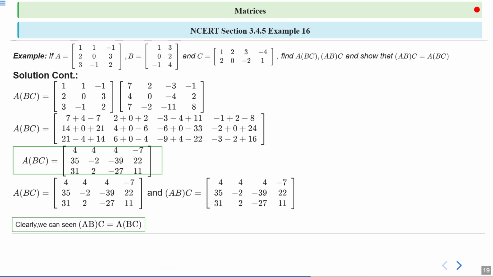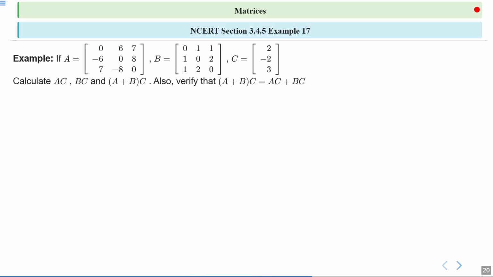Okay. So now we will discuss NCERT section 3.4.5, example 17. We have three matrices A, B, and C. Matrix A is a 3 into 3 matrix with elements arranged as follows. First row of matrix A: 0, 6, 7; then minus 6, 0, 8; then 7, minus 8, 0. Matrix B is 0, 1, 1, 1, 0, 2, 1, 2, 0. Matrix C is 2, minus 2, 3. Now calculate AC, BC and (A plus B) into C. Also verify that (A plus B) into C is equal to AC plus BC.